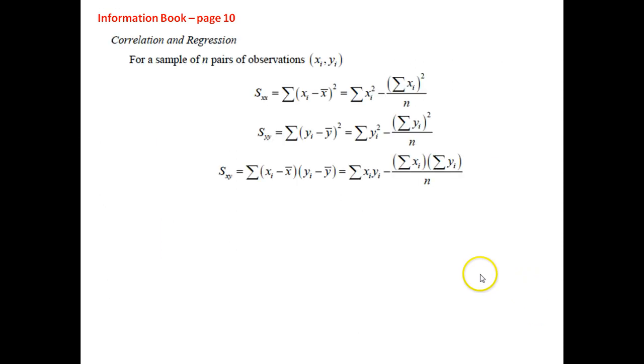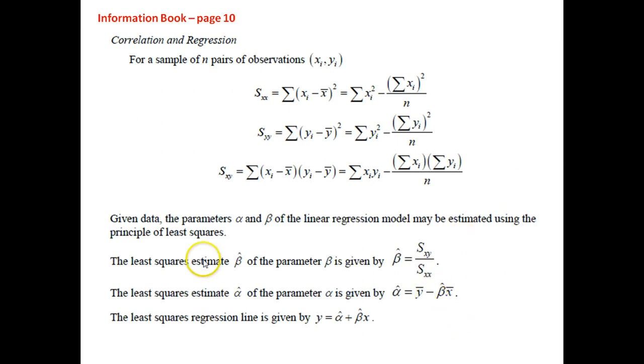So summarizing all that, in your information book you have the summary measures, given at the bottom. Given data, the parameters alpha and beta of the linear regression model may be estimated using the principle of least squares. So beta hat is b, the least squares estimate of the parameter b, given by Sxy over Sxx, and the least squares estimate alpha hat, which is our a, is given by y bar minus beta hat times x bar. So the least squares regression line is given by y equals alpha hat, which is our a, plus beta hat x, beta hat is our b, and that's given to you in the information book.